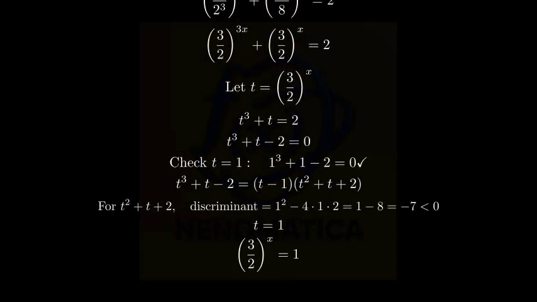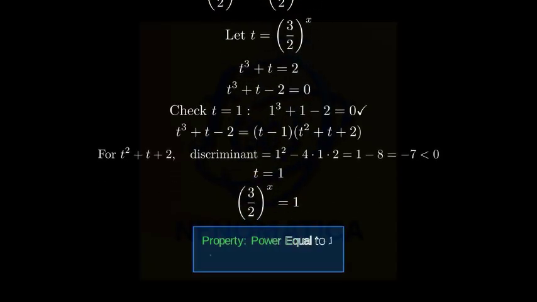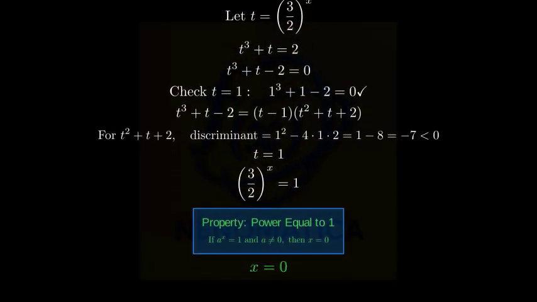Now let's substitute back to find the value of x. We defined t as the quantity 3 halves to the power of x, and we found that t equals 1. So we have the quantity 3 halves to the power of x equals 1. To solve for x, we need to remember that if a to the power of x equals 1, then x must be 0, as any non-zero number raised to the power of 0 equals 1. Therefore, x equals 0 is our solution.